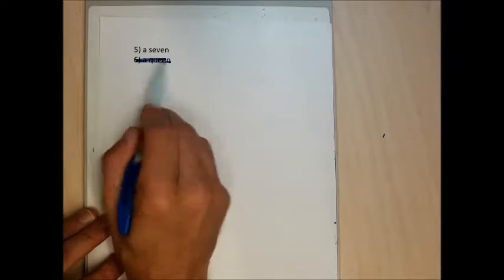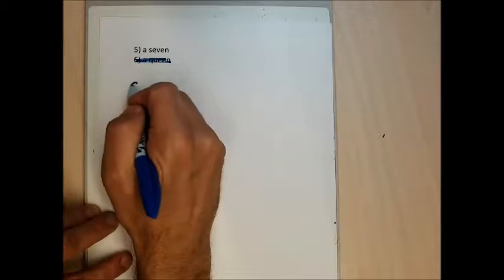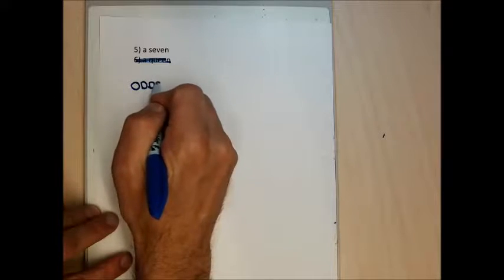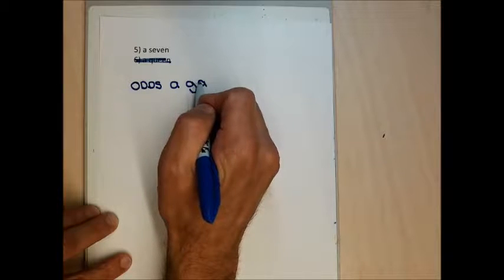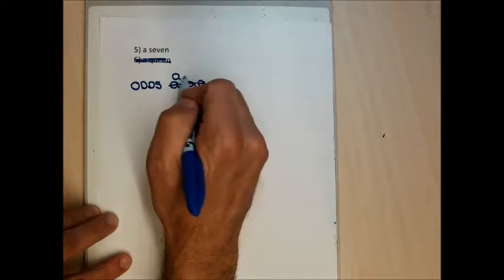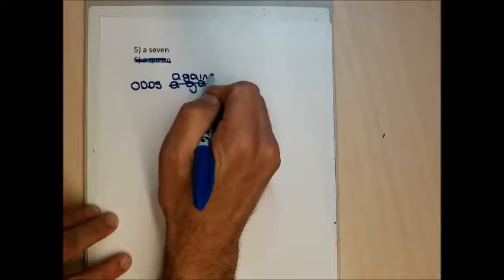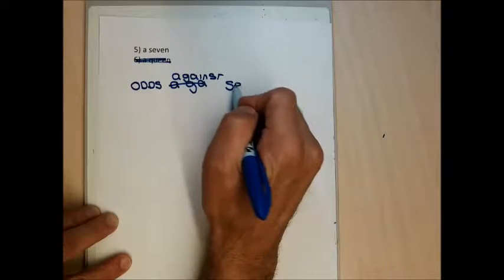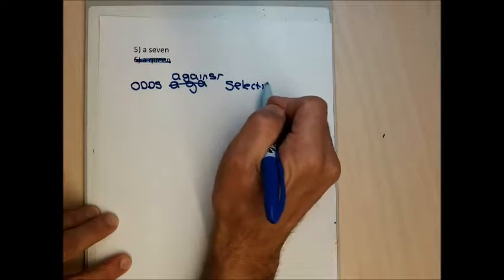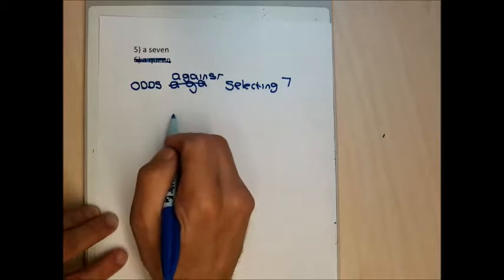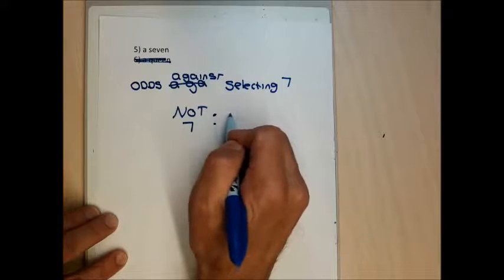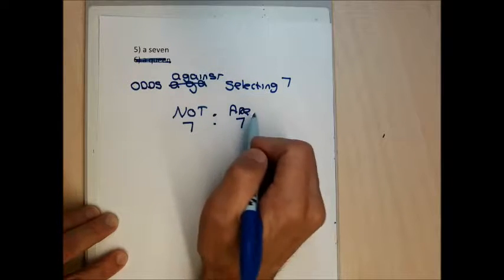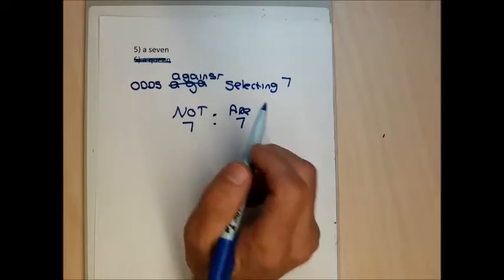Let me walk through 5 with you because it's basically the same problem. So for number 5, I want to do the odds against selecting a 7 first. Odds against selecting a 7. So I need to separate the deck into not 7s and are 7s.